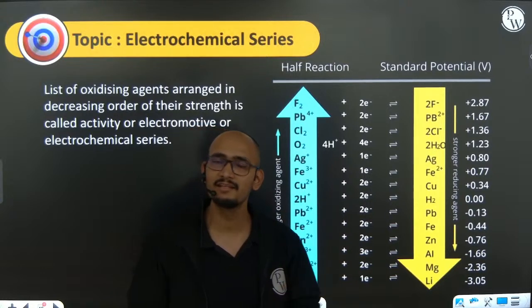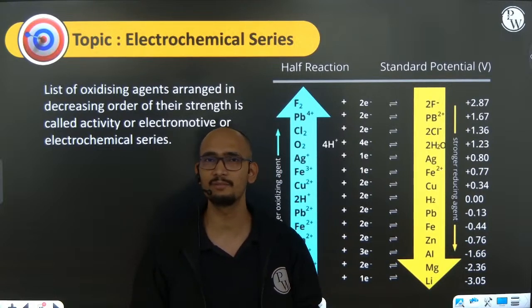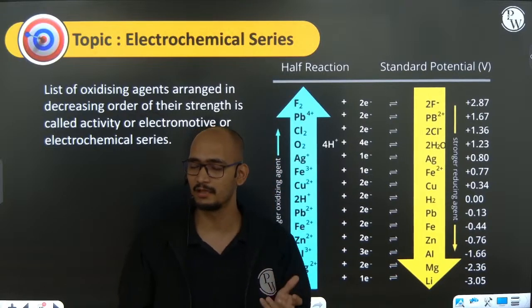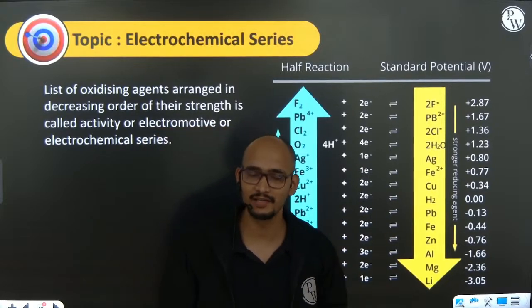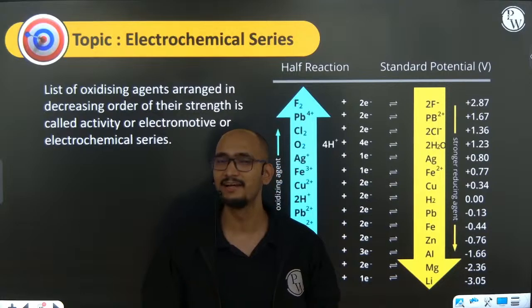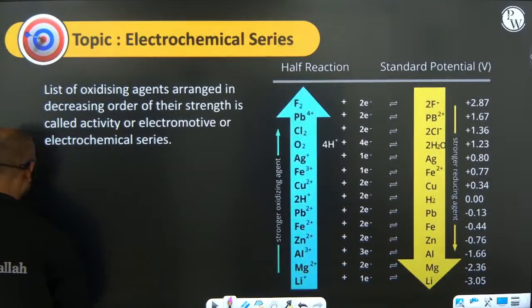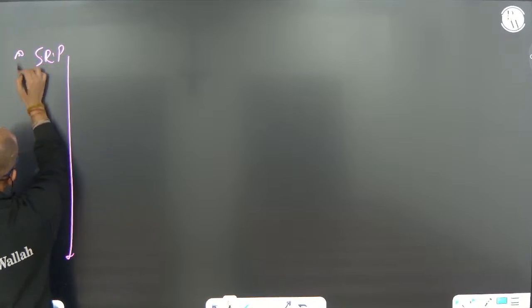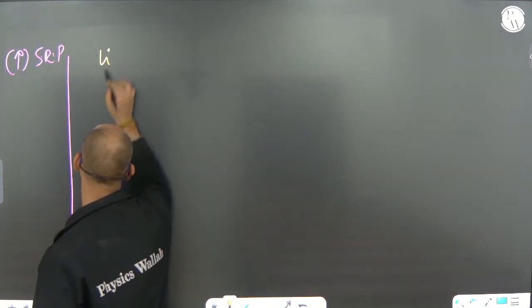Next, if something has lower SRP, say negative, it does not have the tendency to get reduced. It has the tendency to get oxidized, so it acts as the reducing agent. So if something has lower SRP, it acts as the reducing agent. Always remember these points. SRP increases as we go top to bottom. I am starting with lithium.